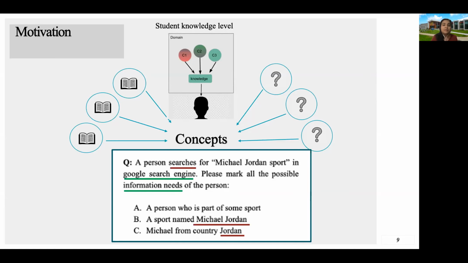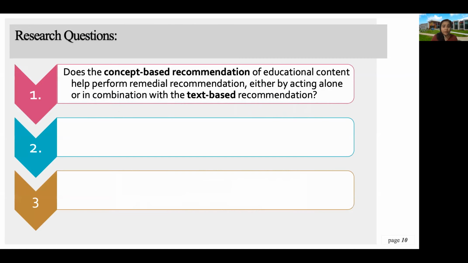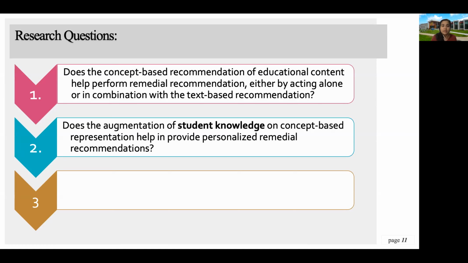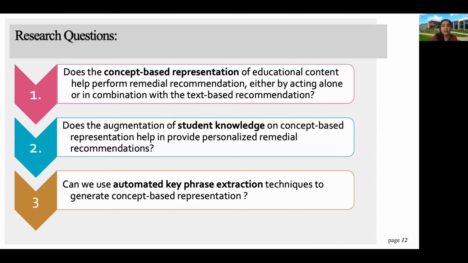Motivated by this, we explore three main research questions in this work. First, is there a benefit to using concept-based recommendation over text-based recommendation? Second, does remedial recommendation benefit from knowing the student's dynamic knowledge state? And third, can we utilize automated key phrase extraction techniques for associating concepts with sections and questions? This is particularly important when expert-based concepts are not available.